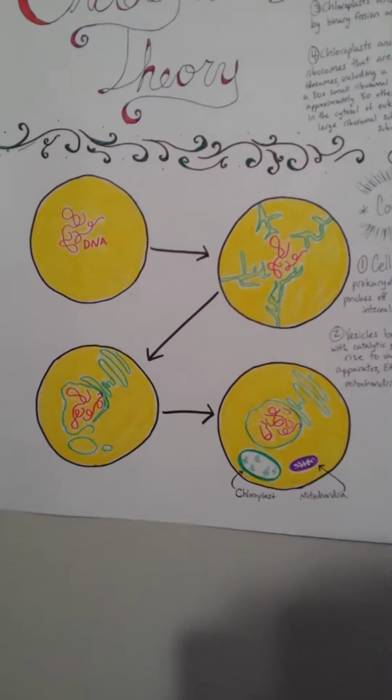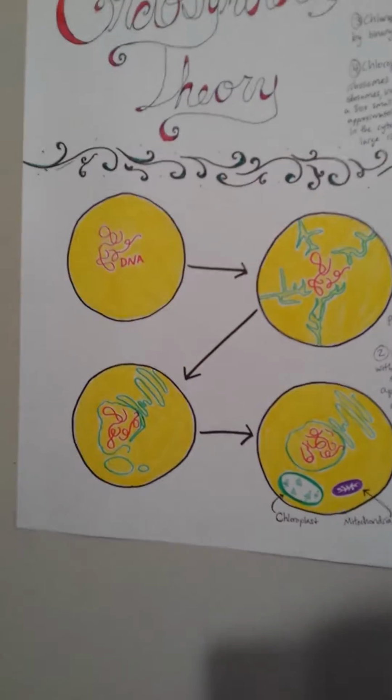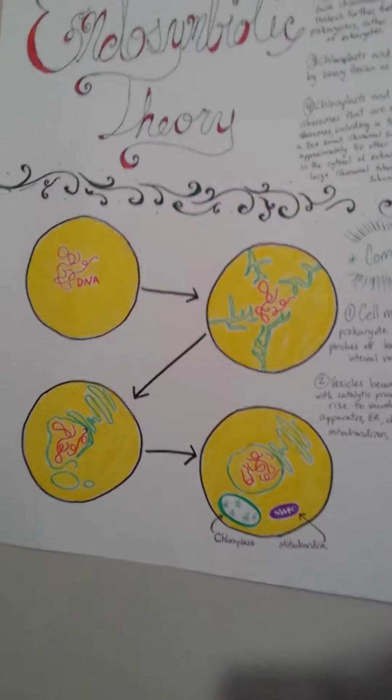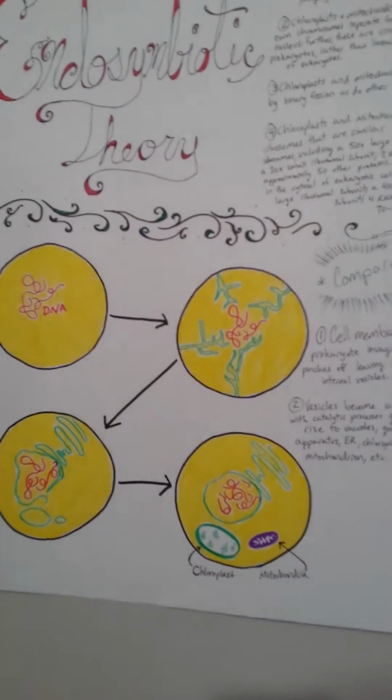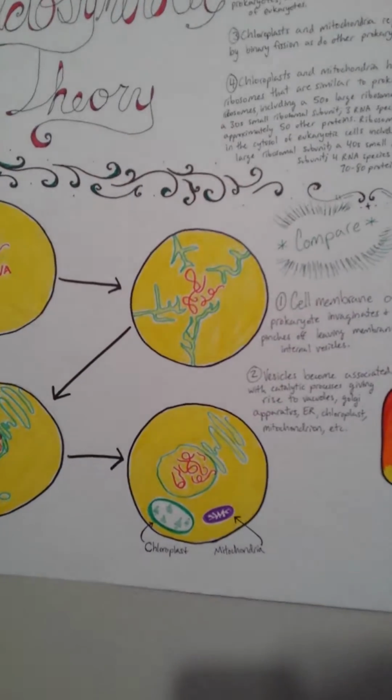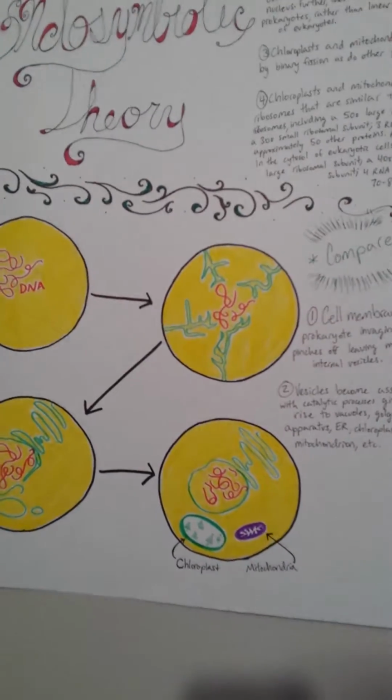Other organelles probably would have, as suggested in number 2: vesicles becoming associated with catalytic processes giving rise to vacuoles, Golgi apparatuses, ER, which is endoplasmic reticulum, chloroplast, mitochondrion, etc.